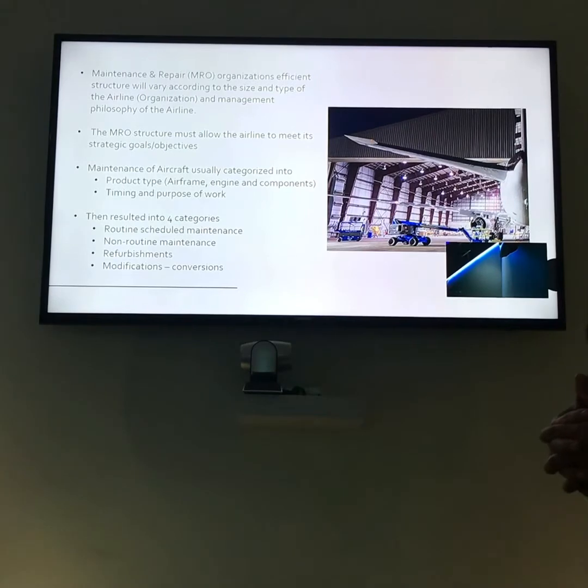Maintenance of aircraft is usually categorized into product types such as airframe, engine and components, and it also includes the timing and purpose of work. This results in 4 categories: routine scheduled maintenance, non-routine maintenance, refurbishments, and modifications and conversions.